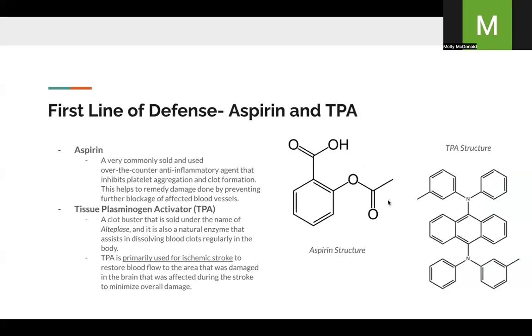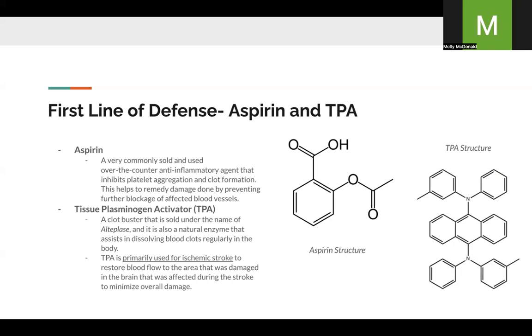So, moving on to the first line of defense. In the past, the first way to combat ischemic strokes was to use OTC anti-inflammatory agents such as aspirin. Aspirin is a very commonly sold and used over-the-counter anti-inflammatory agent that inhibits platelet aggregation and clot formation. This helps to remedy damage done by preventing further blockage of affected blood vessels, and it is not ideal to be used for severe strokes or for long periods of time because although it can reduce the risk and severity of an early recurrent stroke, it could potentially make bleeding strokes far more dangerous overall.